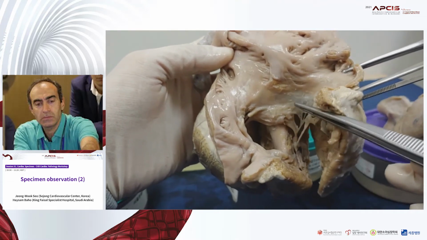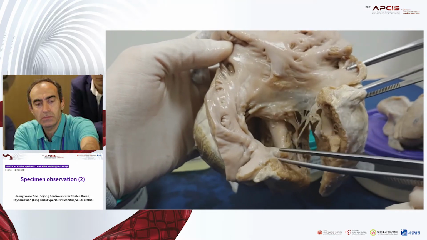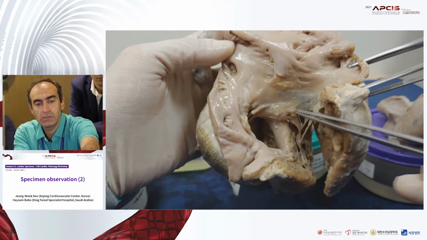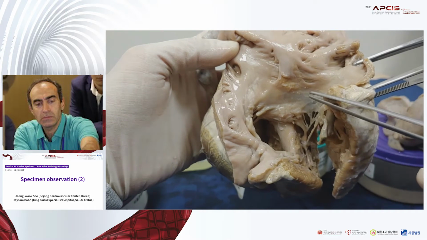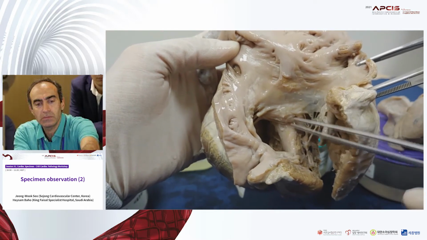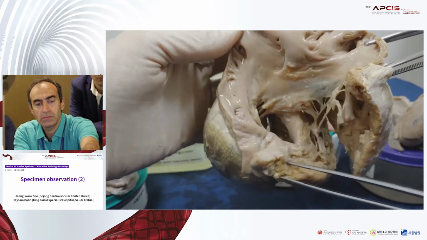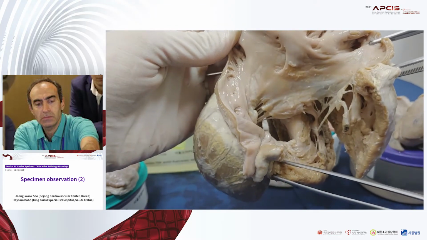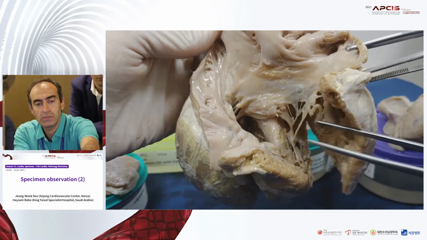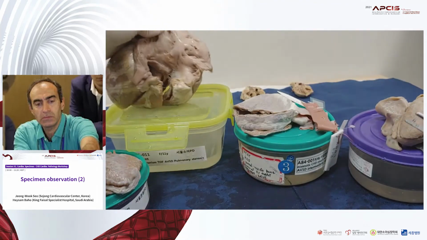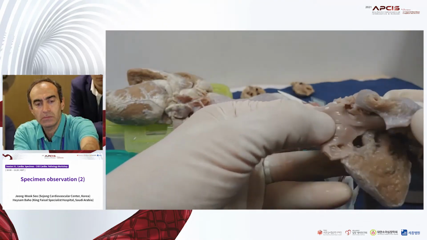This is the superior fusion leaflet between the mitral valve and the tricuspid valve, and this is the inferior common leaflet of both fused ventricular leaflets. As you can see, this valve is a common AV valve, or common AV septal defect, or common AV canal, another name for it.